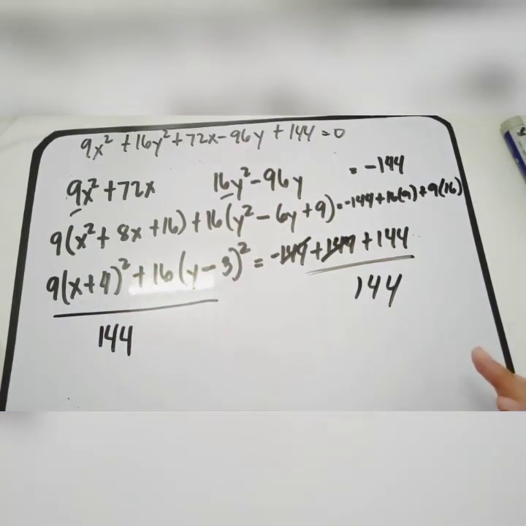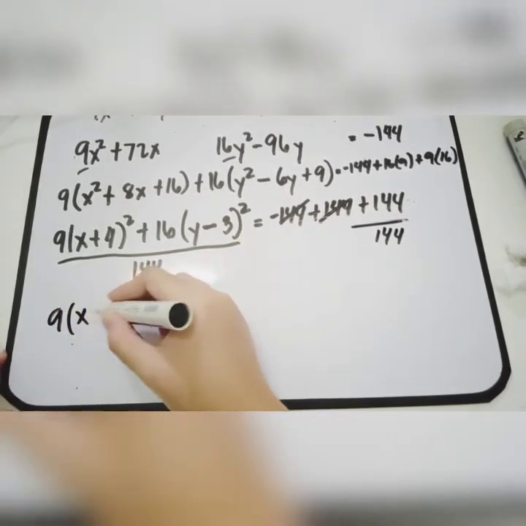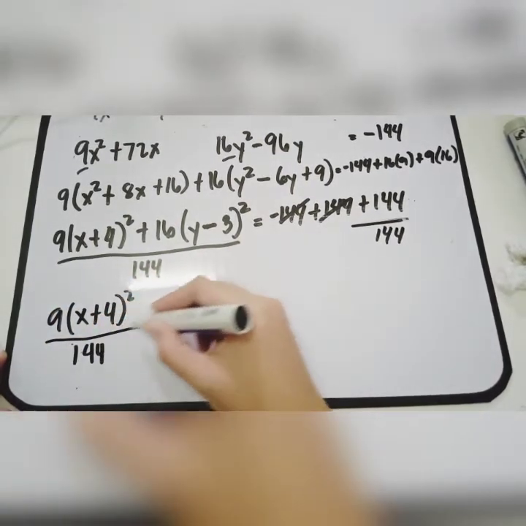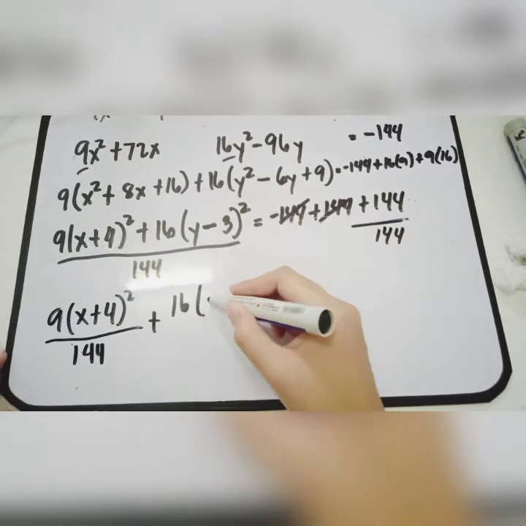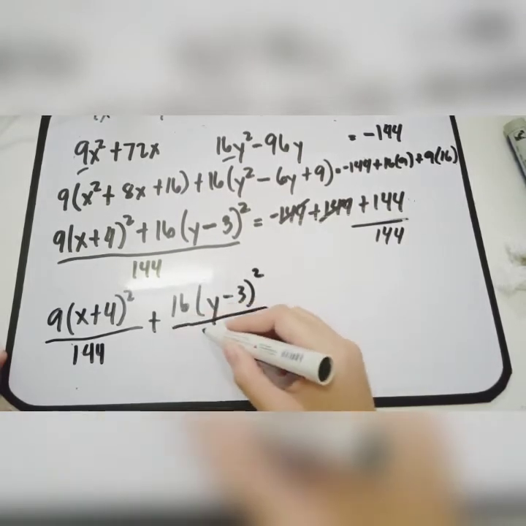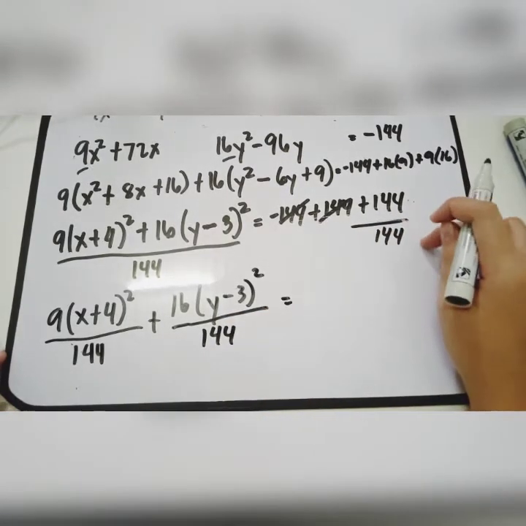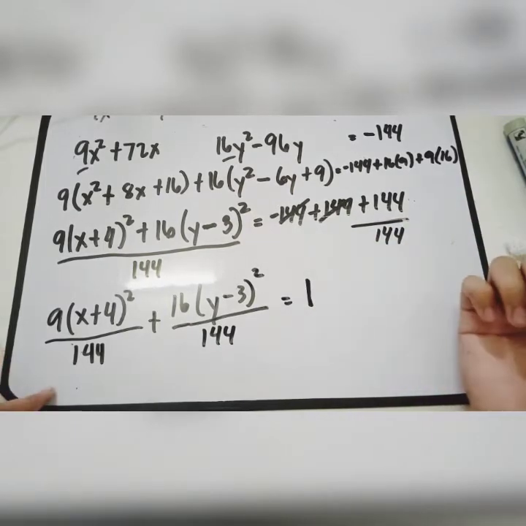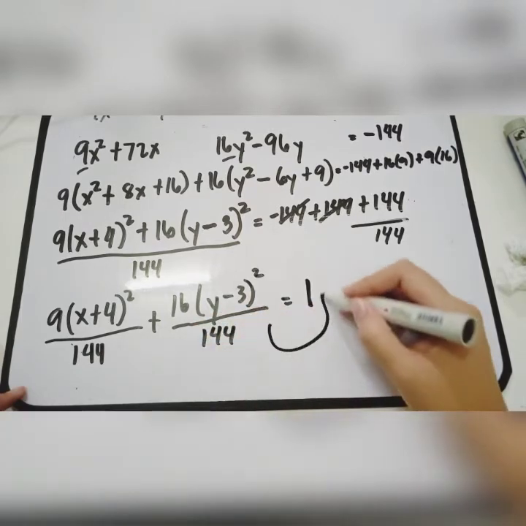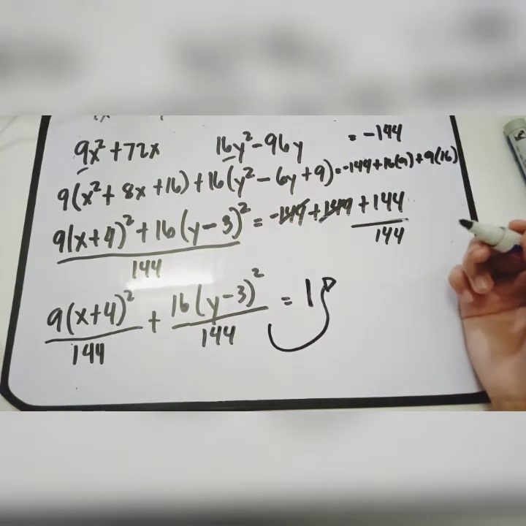Okay. So, ganito siya. 9 quantity x plus 4 squared over 144 plus 16 quantity y minus 3 squared over 144 is equal to 144 divided by 144 is equal to 1. Okay, so simplify pa natin dito. So it will be, so 9 divided by 144 is equal to 1 over 16.